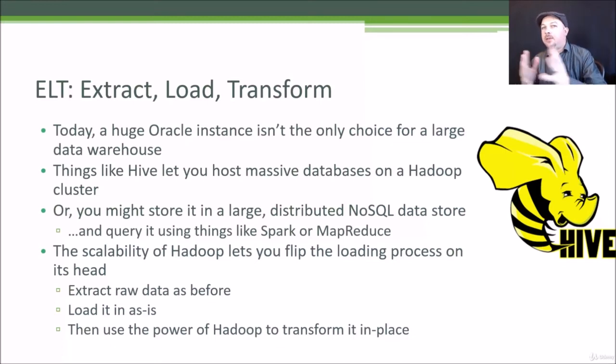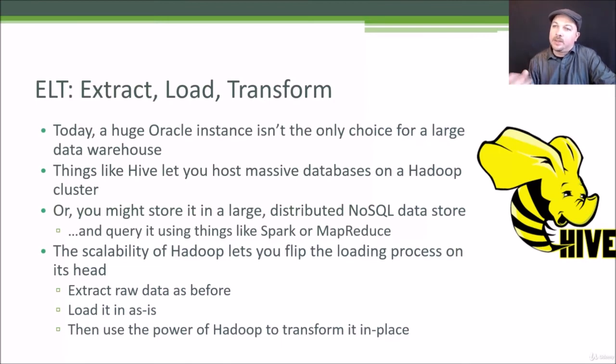So things like Hive let you host a massive database on a Hadoop cluster. And there's things like Spark SQL that let you also do queries in a very SQL-like, data warehouse-like manner on a data warehouse that is actually distributed on a Hadoop cluster. There are also distributed NoSQL data stores that can be queried using Spark and MapReduce. And the idea is that instead of using a monolithic database for a data warehouse, you're instead using something built on top of Hadoop or some sort of a cluster that can actually not only scale up the processing and querying of that data, but also scale the transformation of that data as well.